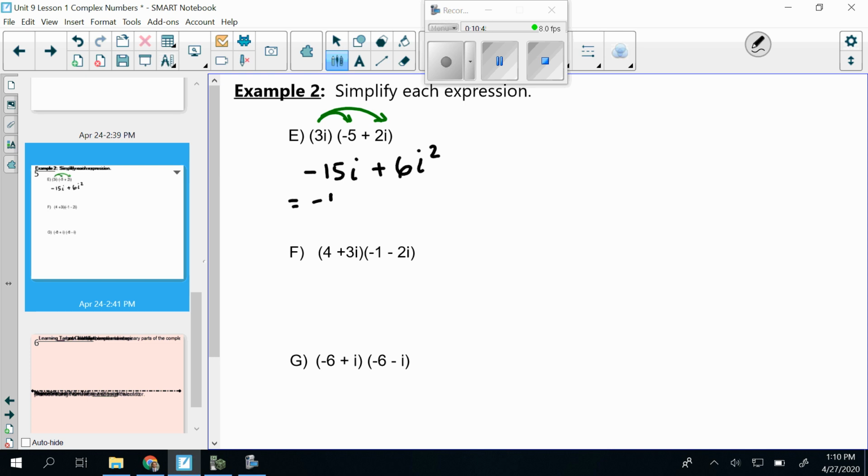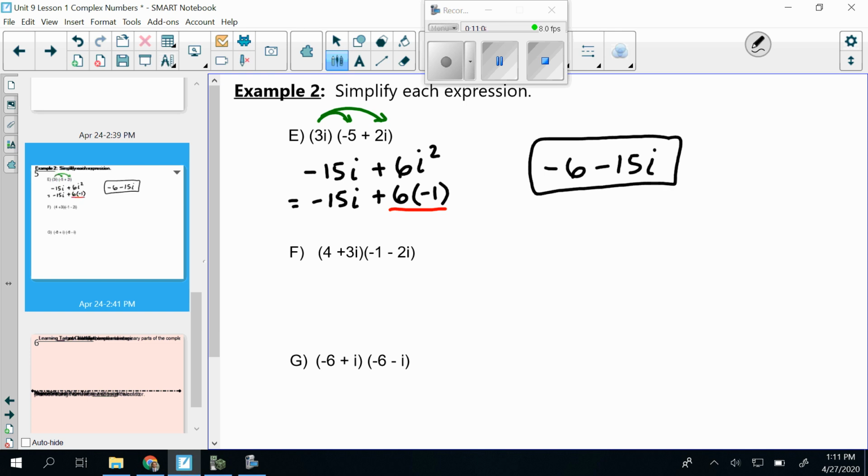So we have negative 15i plus 6 i squared. i squared is the same as negative 1. And so now we do end up with both a real and imaginary part here. This 6 times negative 1 is going to be equal to negative 6. And then we have our minus 15i on there for our imaginary part. So we got a real and an imaginary part in that answer. So that would be the final solution there.